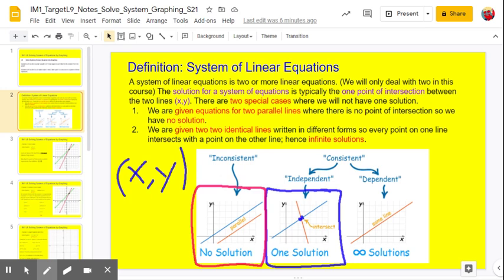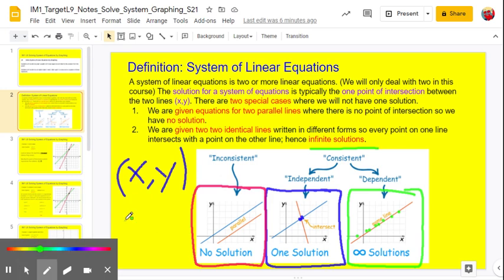All right. And then there's another special case. Sometimes we can give you a system where they're sneaky and they give you the exact same line. They just give you two different forms for the same line, right? They might give you one in slope-intercept form and one's in standard form. So you can't recognize that they're the same line when you just look at the equations. But if you actually graphed it, you'd see the line goes on top of the other line, the exact same line. So in that case, every point on the one line intersects with the other point on the other line. So therefore, we have infinite solutions.